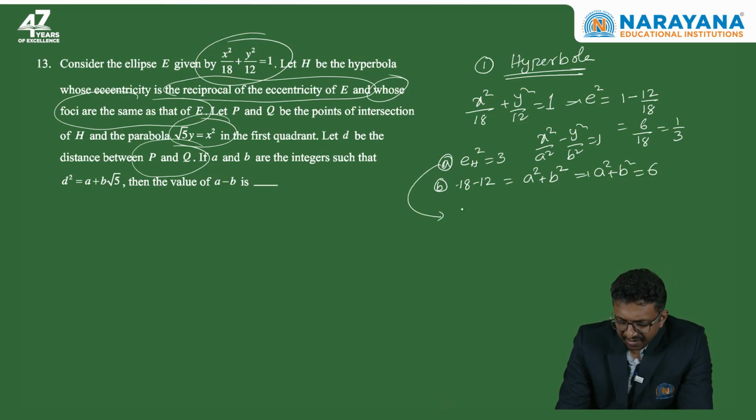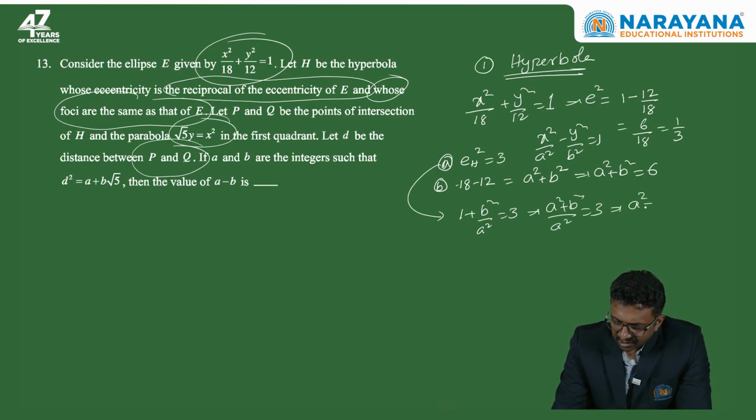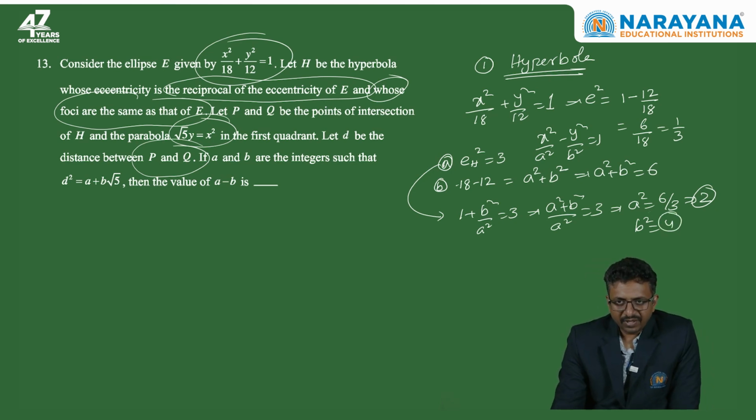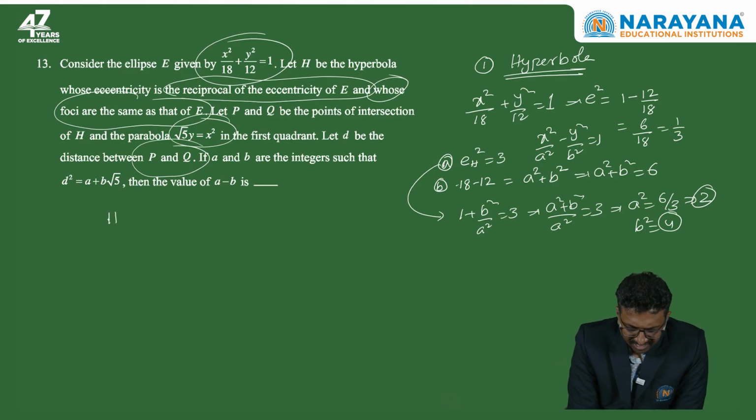So eccentricity of hyperbola is 1 plus b square by a square is equal to 3. So a square plus b square by a square is equal to 3, which implies a square is equal to 6 by 3, which is equal to 2. So a square is 2 and b square is 4, because a square plus b square is equal to 6. So what is the hyperbola? X square by 2 minus y square by 4 is equal to 1.